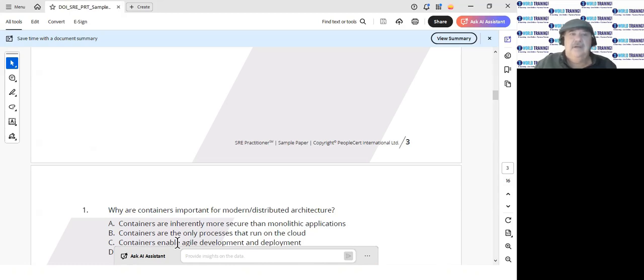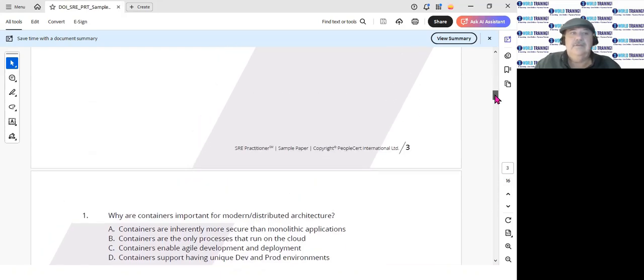Containers enable agile development and deployment. So I'm assuming they mean agile in the English sense, rapid feedback and all of that. That's very true. In fact, that's a better answer than A, because you can stand up a container and do whatever you're going to do, whether it's using for builds or testing very quickly, for both the development processes and deployment. So that's a good answer to that question.